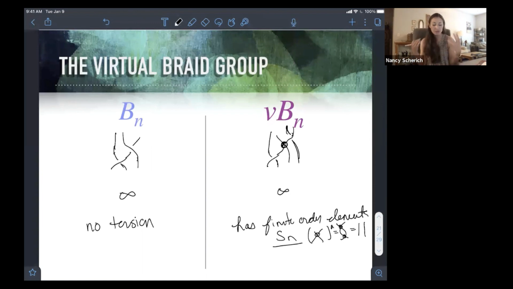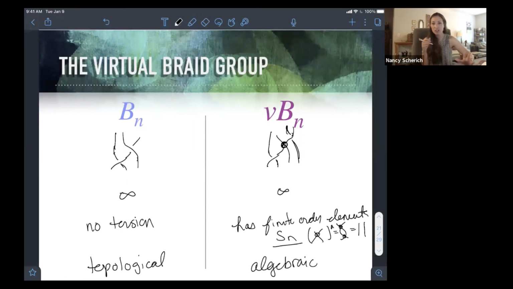Okay, and philosophically, another difference between these groups is that the braid groups, you can think of them as sort of topological. There's a lot of ways that the braid groups show up in topology. There's a topological intuition for them. The virtual braid groups are more of an algebraic adventure.